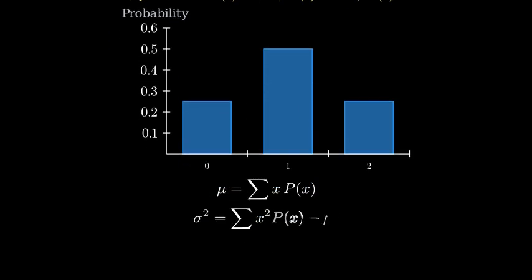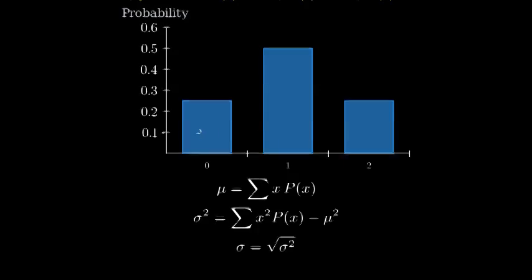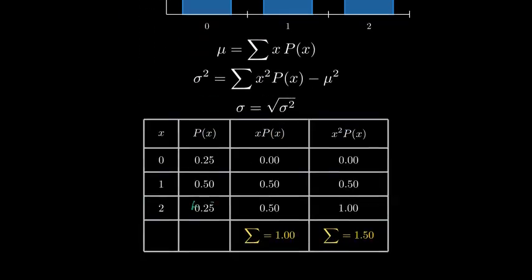Because a probability distribution describes a whole population of outcomes, its mean and spread are called parameters. For a discrete distribution, the mean mu is the sum of X times P of X. The variance sigma squared equals the sum of X squared times P of X minus mu squared. The standard deviation sigma is the square root of the variance. Let's compute these for our 2 births example.